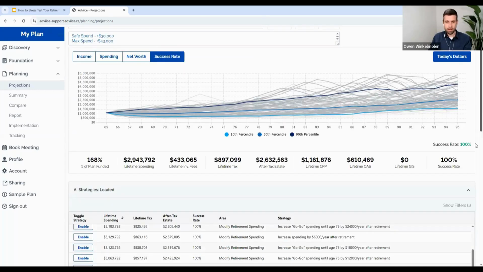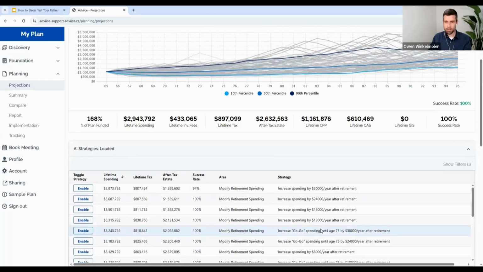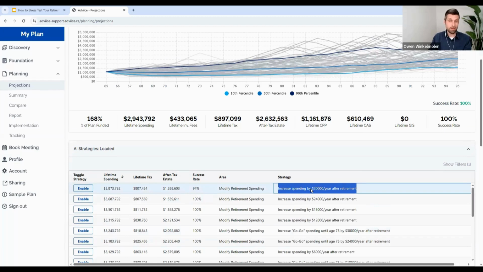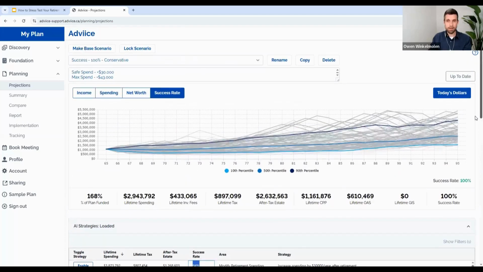And again, we can take a look at the AI strategies here. We can already see, even if they increase spending by $24,000 a year, it's still 100% successful. Only when they increase spending by $30,000 a year or more do we start to see the success rate drop. So we'll go through some examples next on how to create different guardrails for spending. But again, aiming for a 100% success rate might mean that you're not getting the most value out of your retirement plan that you could.